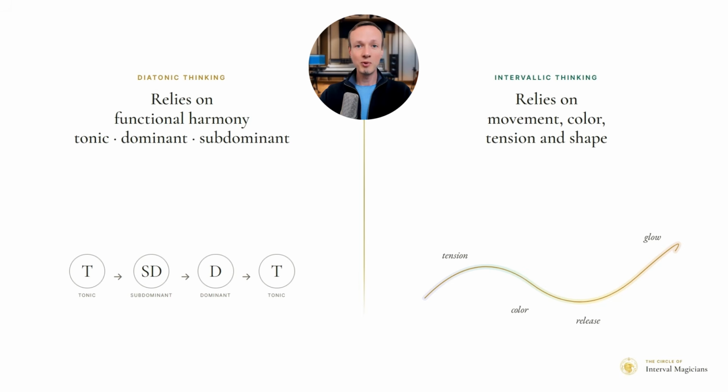Once we have some chords, they usually follow functional harmony on the diatonic side. And this includes progressions like the subdominant moving to the dominant and then to the tonic. And you have heard these movements a million times, in fact, and they work. On the intervallic side, we connect those structures based on the story we want to tell to our audience.